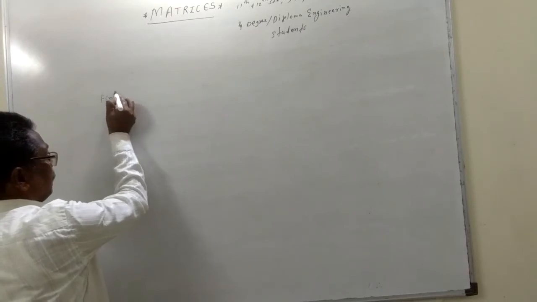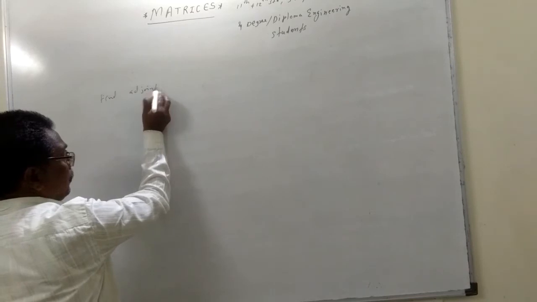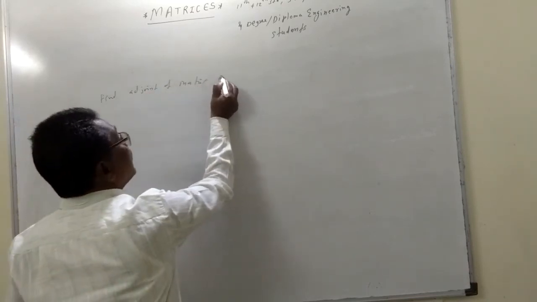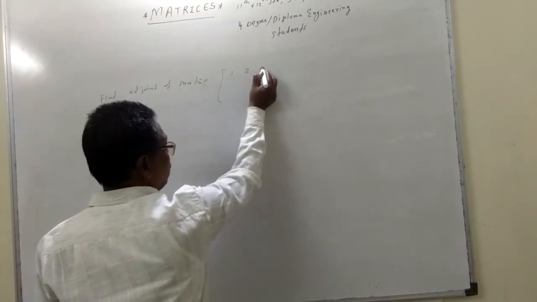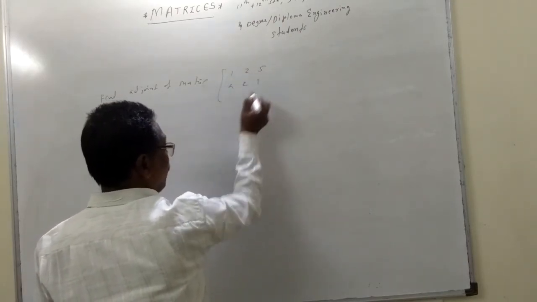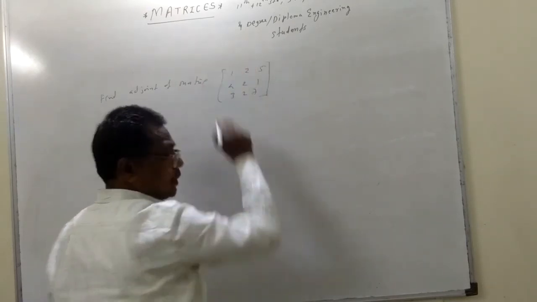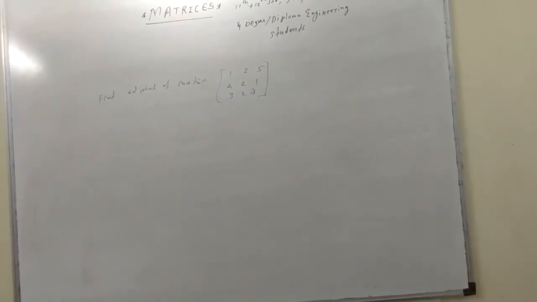So find the adjoint of matrix A. The matrix is 1, 2, 5, 4, 2, 1, 3, 2, 7. This square matrix is given to you, and you want to find the adjoint of this matrix.